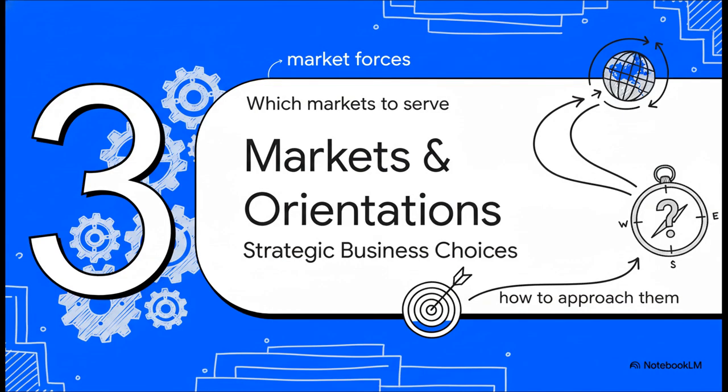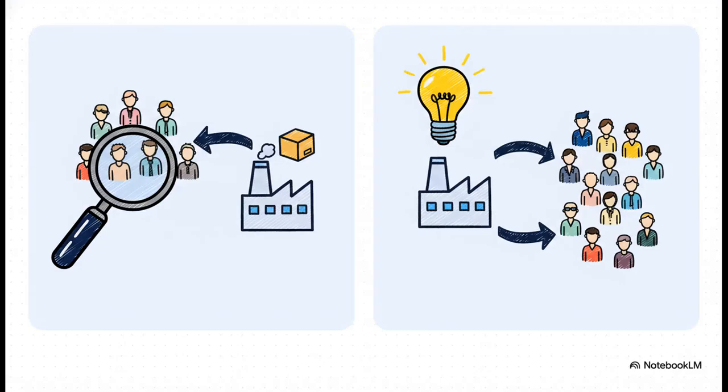Okay, so understanding those market forces is really the foundation. Now let's look at how businesses react to all this with their overall strategy. The choices they make about which markets to get into and how they're going to approach them. This slide shows two totally different ways of thinking about business. On the left, you've got a customer-oriented or market-oriented approach. This way starts with the customer. It uses research to figure out what people need, and then it develops a product to meet those needs.